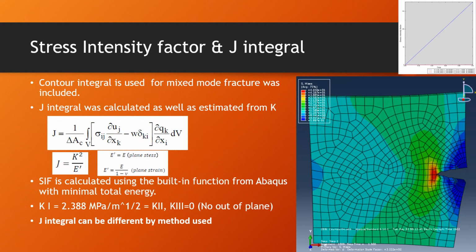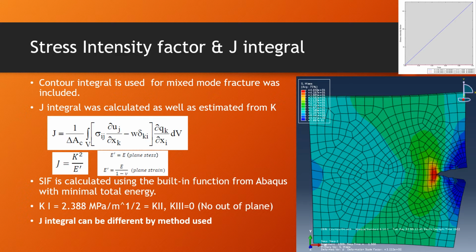The stress intensity factor, or SIF, and the J integral. So for the model, the J integral was used for calculating the stress intensity factor, and it goes both ways. So Abaqus can output the J integral as a result, and we can also have the SIF as a result, and then estimate the J integral. They are the same in the bulk part, but slightly different. I will discuss it in the results section.